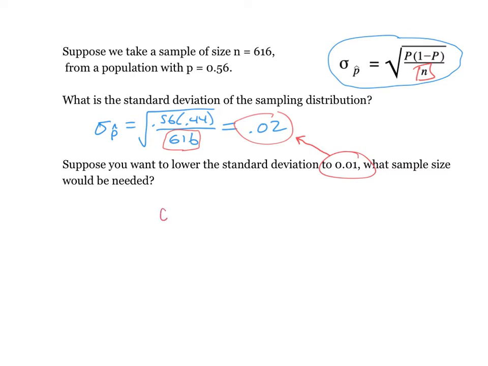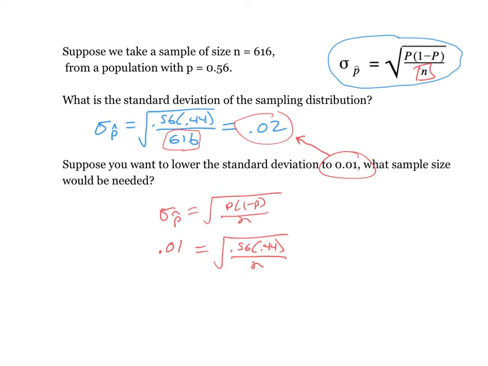So I'm going to start with my formula: the square root of p times 1 minus p over n. I know I want my standard deviation of the sampling distribution to be 1%. And I know my p is 56% and my 1 minus p is 44. What I don't know is what sample size will get me that 1% standard deviation. So now I just solve this.